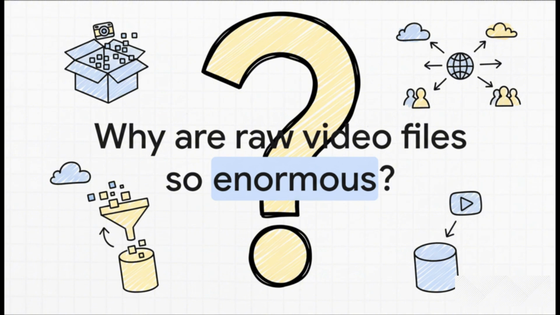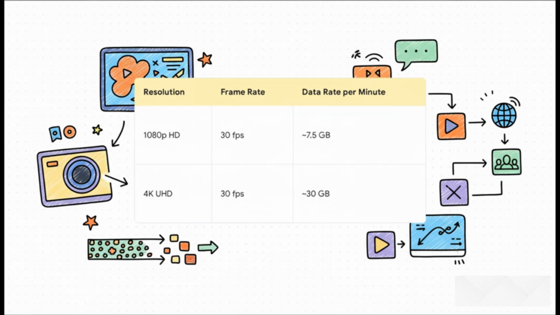A single frame of video is a full-resolution image, and you're dealing with 30 of those every single second. Just take a look at these numbers. Seriously, without doing anything to it, a single minute of 4K video could be 30 gigabytes. 30! That's impossible. You can't store that on your phone, and you definitely can't stream it smoothly over Wi-Fi.